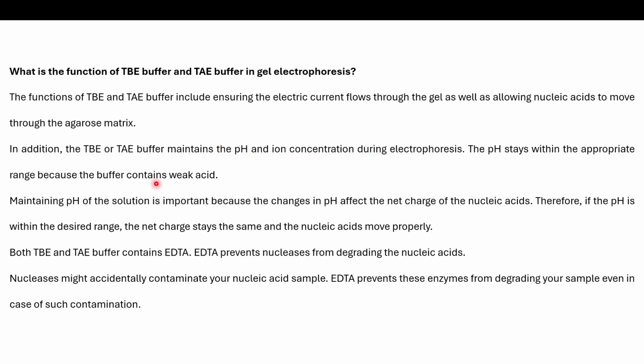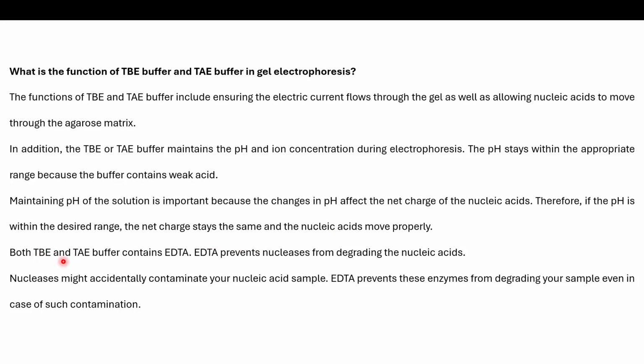The pH stays within the appropriate range because the buffer contains weak acid, okay, borate and acetate. Maintaining the pH of the solution is important because changes in pH might affect the net charge on the nucleic acids, right? And therefore, if the pH is within the desired range, the net charge stays the same and the nucleic acids can move properly.